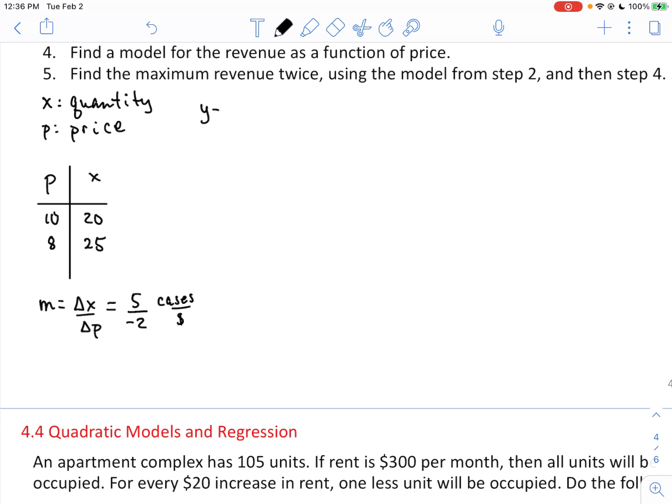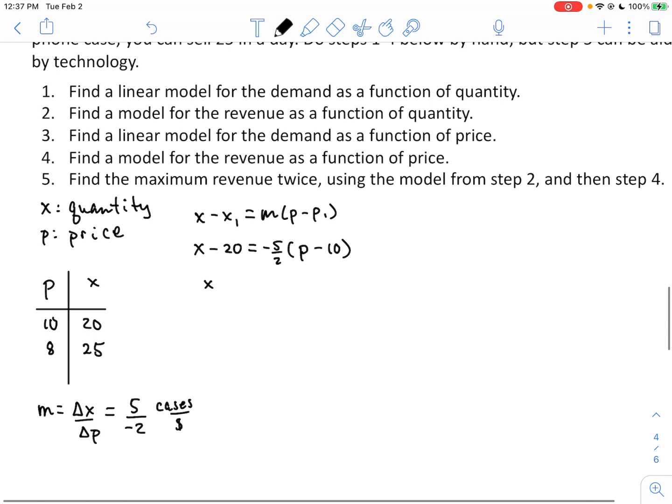Now we want to construct the equation. Normally our point slope equation looks like this, but you have to be careful. This assumed that y was the dependent or output variable and x was the input variable. But now this is a little bit backwards. If I adjust this formula, it would look like this: x minus x1 equals the slope times p minus p1. You can use either point here for your p1 and x1, so I'm going to use (10, 20). So x minus 20 is equal to the slope we found, negative 5 halves, times p minus 10.